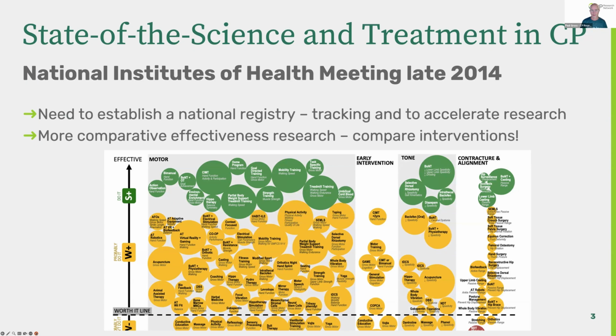This diagram below is from a publication by Iona Novak out of Australia from CP Alliance in Australia that shows the level of evidence and the impact of a very wide range of interventions for CP. And you can see there are a ton. And what the meeting identified was the need to compare them so people could figure out what is best for them.